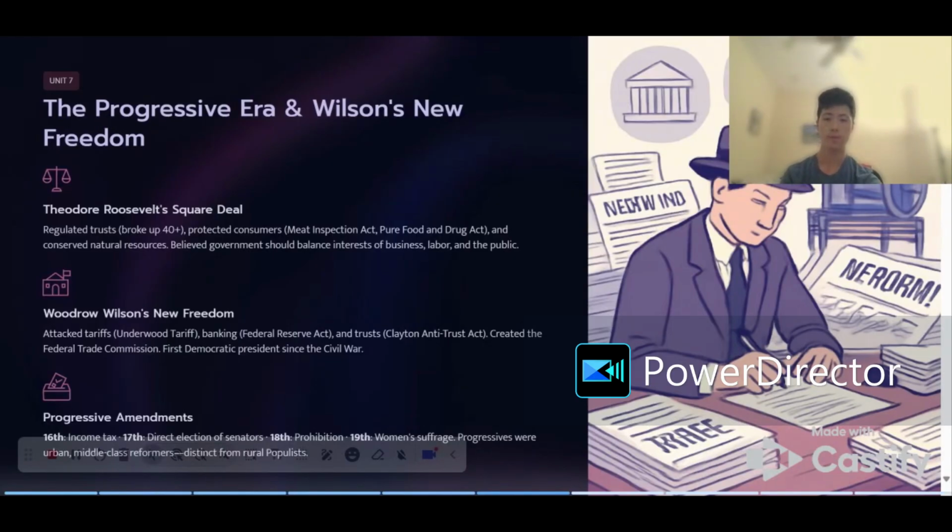Woodrow Wilson continues the reforms of Theodore Roosevelt. He attacked tariffs, banking, and trusts with the Clayton Antitrust Act, which is the only successful antitrust act. He creates the FTC, the Federal Trade Commission, to regulate interstate commerce and business practices. And then, as a spillover of populists, we get some progressive constitutional amendments. The 16th Amendment, which instituted the income tax, 17th for election of senators, 18th for prohibition as a result of the temperance movement, and the 19th Amendment, which guaranteed women's suffrage.